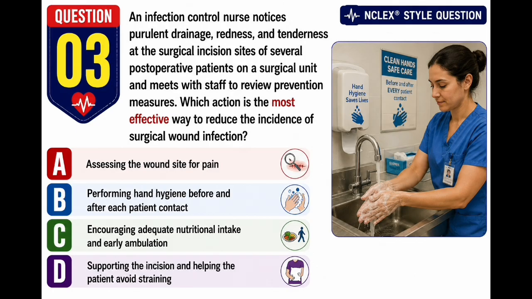An infection control nurse notices purulent drainage, redness, and tenderness at surgical incision sites of several postoperative patients. Which action is the most effective way to reduce the incidence of surgical wound infection? Option A, assessing the wound site for pain. Option B, performing hand hygiene before and after each patient contact. Option C, encouraging adequate nutritional intake and early ambulation. Option D, supporting the incision and helping the patient avoid straining.